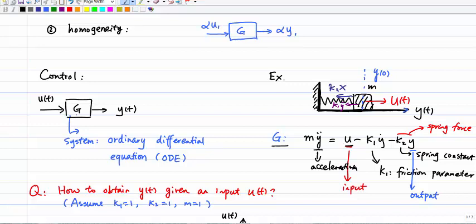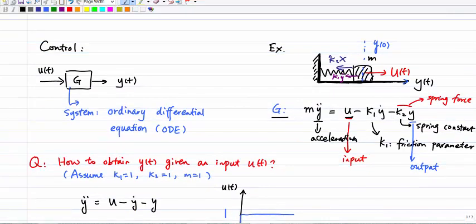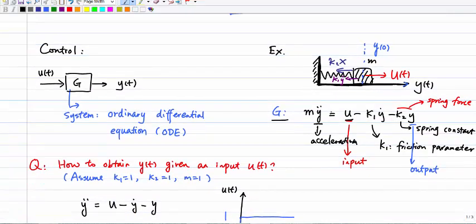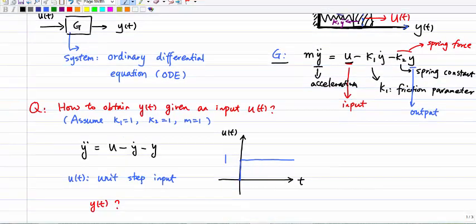Our goal is to say, if I give you the u, how do I figure out what my y is? Apparently the y is not static, it can be a function of t. To make it a little simpler, let's give some specific numbers for the mass of the object, the control input, and k1 and k2. I assume k1 and k2 are 1, and the mass is also 1. I want to see how to compute the output given a certain input.